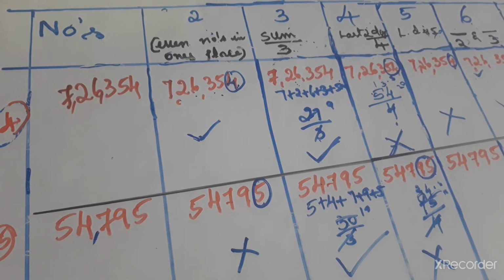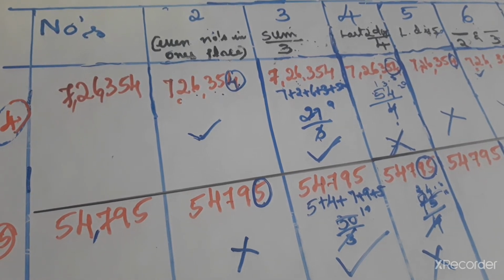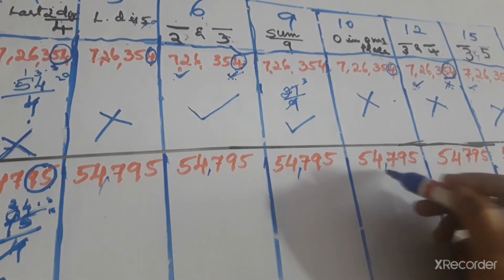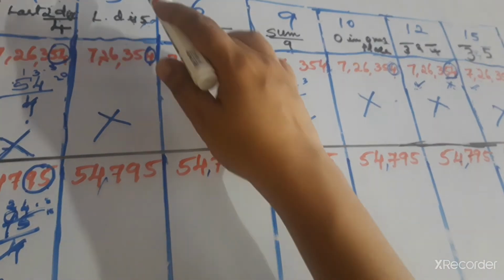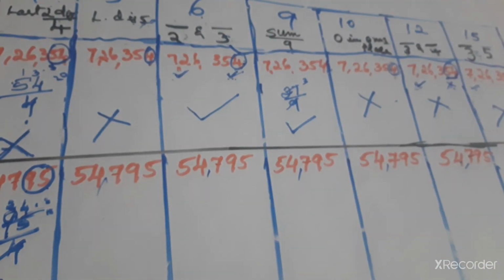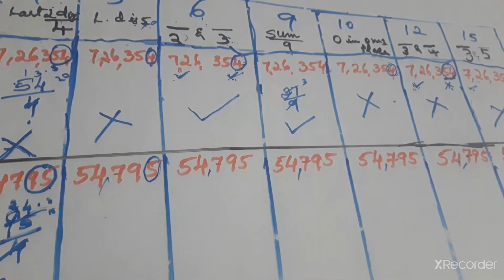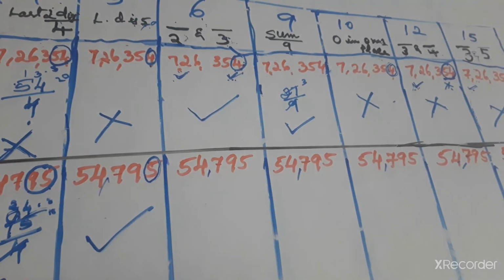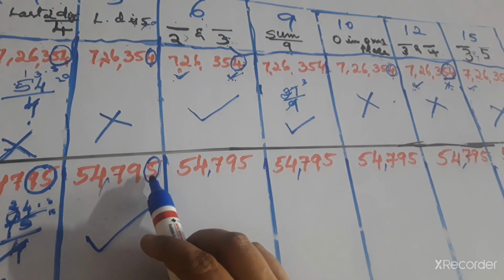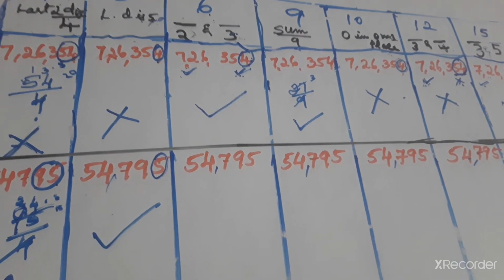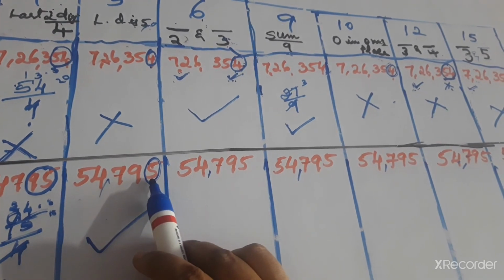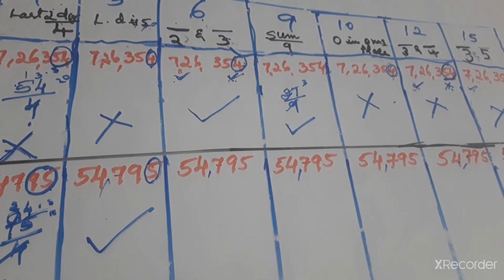Now next we have to check with 5. 54,795, whether it is dividing with 5. According to the rule for 5, in the ones place there should be 5 or 0. So yes, the whole number is dividing with 5. 5 से चेक करना, डिविजिबिलिटी टेस्ट चेक करने के लिए वंस प्लेस पे 5 और 0 रहना चाहिए. सो हियर वी हैव 5, सो इट मीन्स इट इज़ डिवाइडिंग विथ 5.